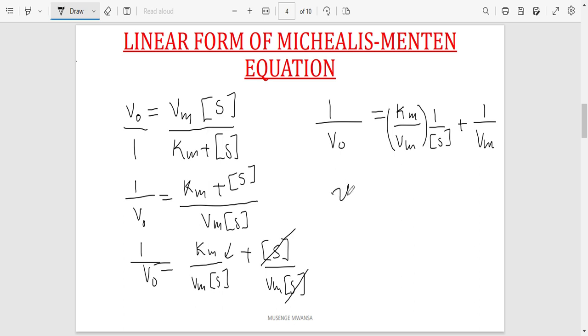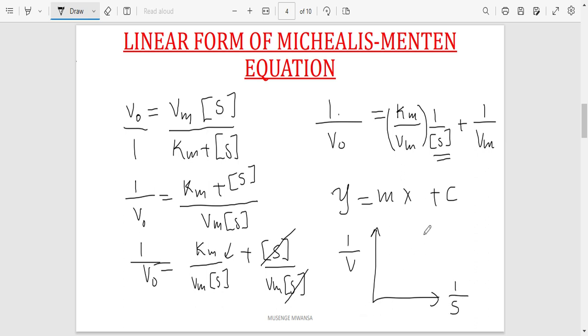So this is in the form y equals mx plus c, meaning I'm able to sketch a graph. If I sketch this graph, the y-axis is going to be 1 over v, and the x-axis, this is the x-axis, we are going to have 1 over the concentration of the substrate.